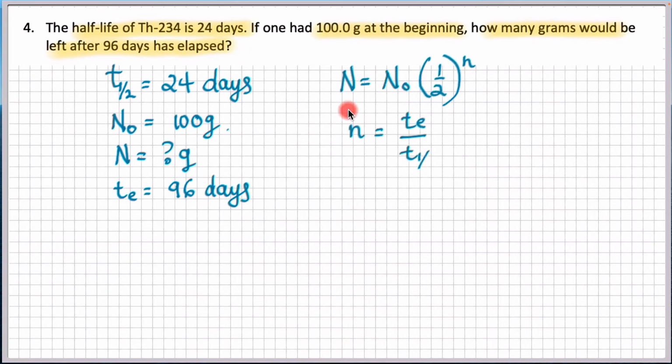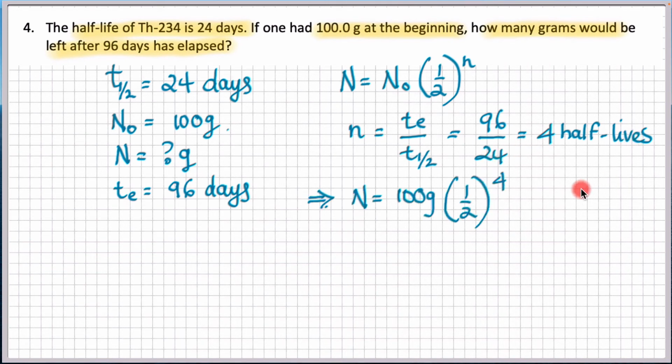Again, we write our equations that we need to use, and we substitute the values in. We have 4 half-lives, so if this is the elapsed time, 96 days, the half-life is 24 days. That represents 4 half-lives. And putting those values into our equation, it becomes N equals 100 grams times a half to the power of 4, giving us 6.25 grams. So 6.25 grams is left in this radioactive sample that contains thorium-234 after 96 days.